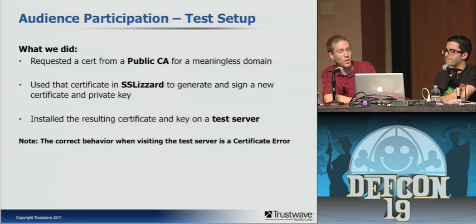What we did is we requested a cert from a public CA for a meaningless domain, and in this case, we used a cert that I personally have for my own blog. Then we used that certificate in SSLizzard to generate and sign a new certificate and private key just underneath it. So basically, we treated that end entity certificate as a sub CA. Then we installed the resulting certificate and key on the test server and passed the meaningless domain cert as the intermediate. So the correct behavior when visiting this test server is a certificate error. It just shouldn't work.